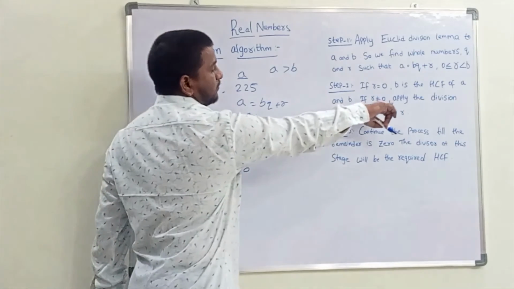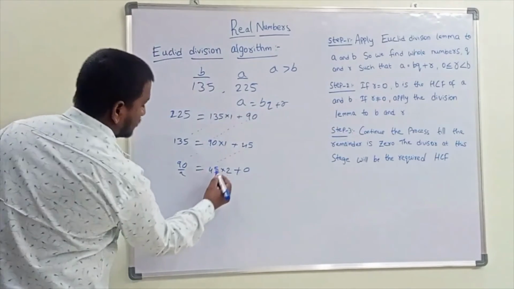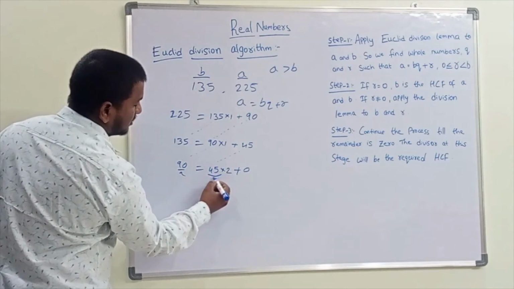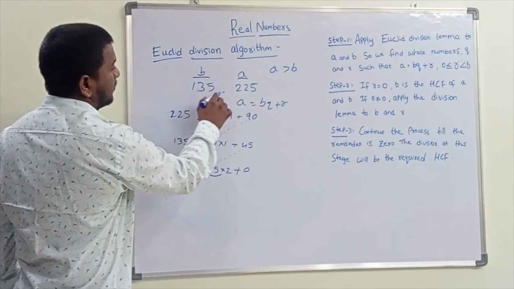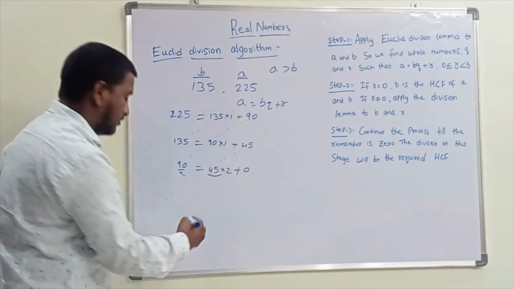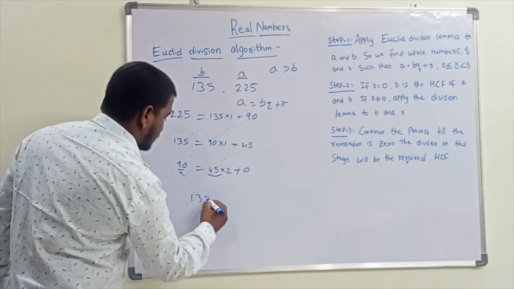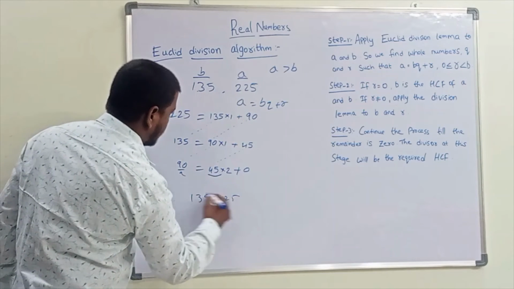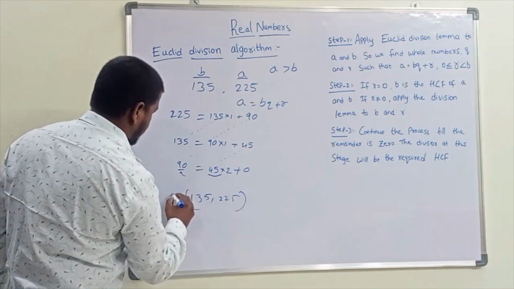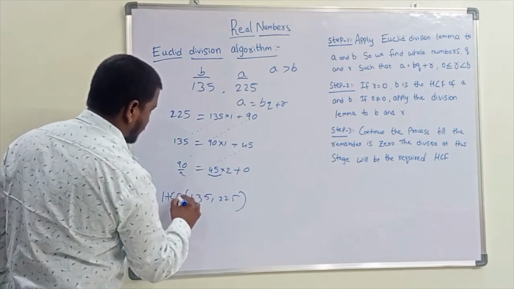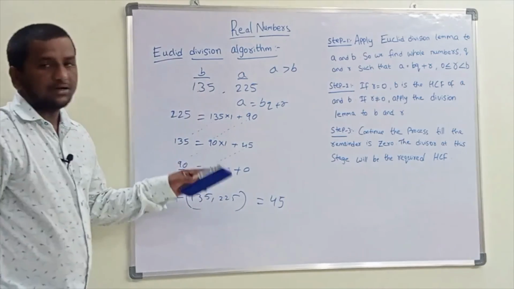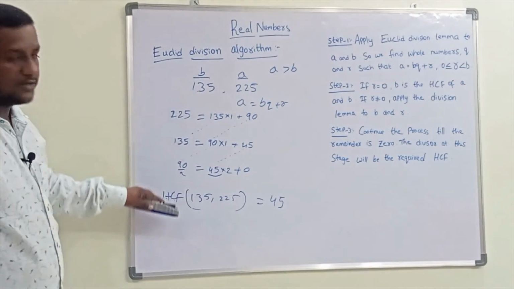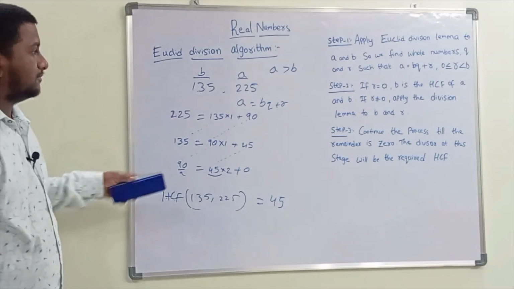Then what is the HCF? HCF is b. So what is the value of b at this stage? That is 45. Therefore the HCF of 135 and 225 is 45. So this way we can compute the HCF of any two given numbers.